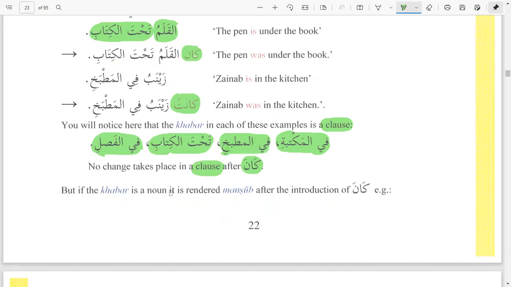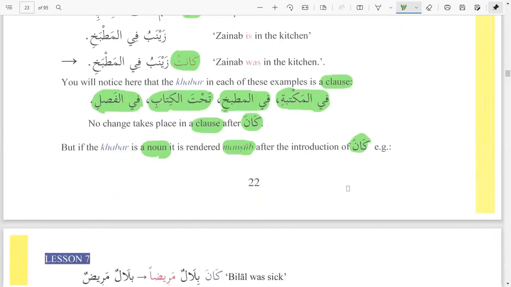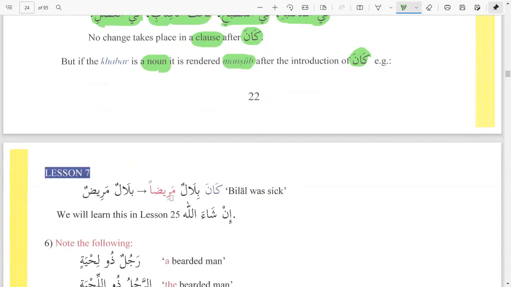But if the khabar is a noun, it is rendered mansoob. The khabar of kana is mansoob after the introduction of kana. Again, if the khabar is a noun, is ism, then it will be mansoob when we use kana. Kana will make the khabar mansoob, while the mubtada will be marfu. Kana will make no change on the mubtada, but kana will change the khabar.